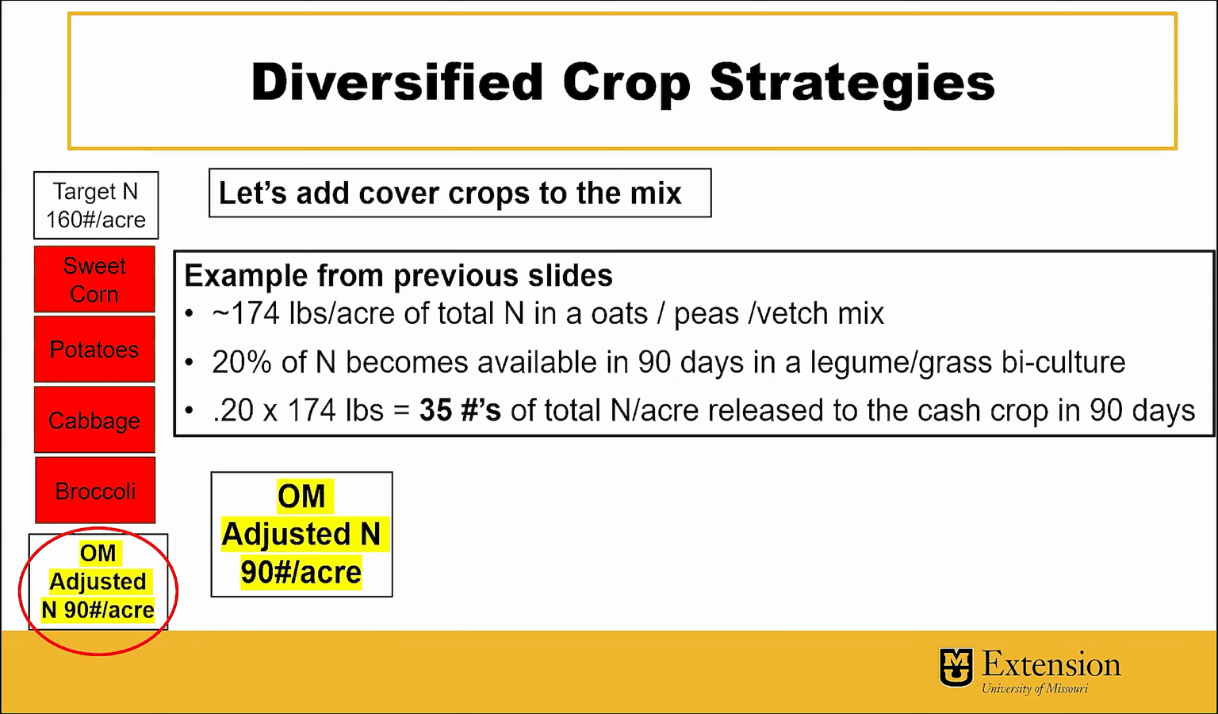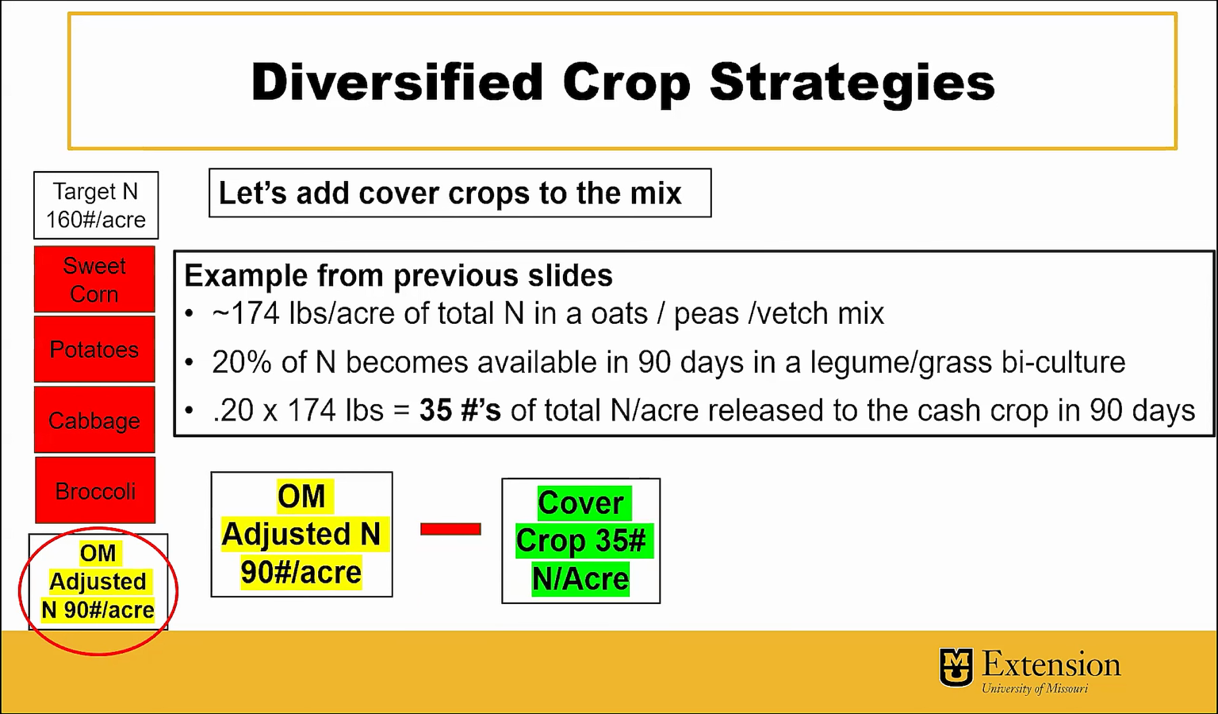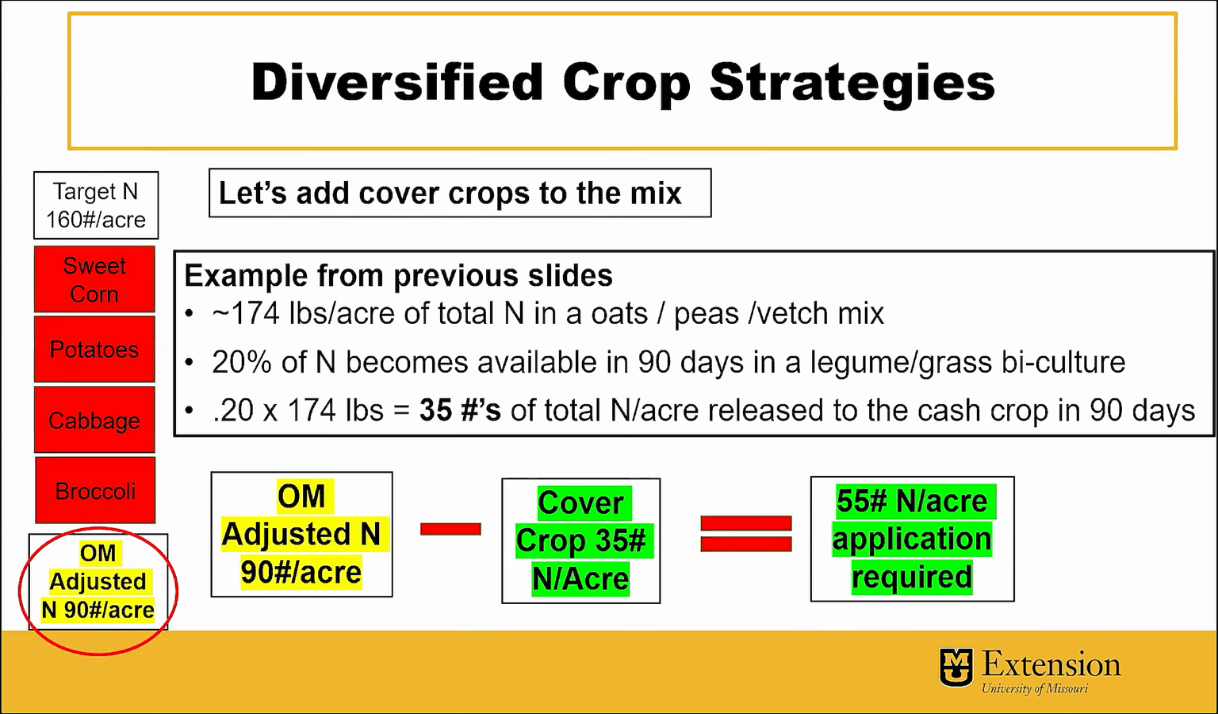So we can then take the amount of nitrogen that we need, which is 90 pounds. We can subtract the cover crop contribution in that first 90 days, which is 35 pounds. And we would come up with 55 pounds of nitrogen actually required to feed these heavy feeding crops. So the maximum recommendation is 160 pounds per acre, but we don't need that much because we have good organic matter, so we only need 90 pounds. And then when we add the cover crop, we subtract another 35 pounds, and we end up with that final amount of 55 pounds of nitrogen per acre required to be applied.